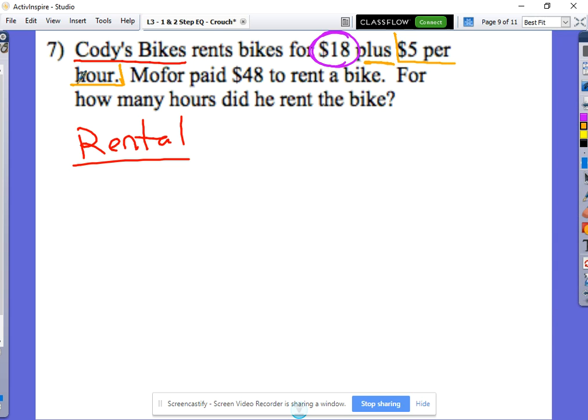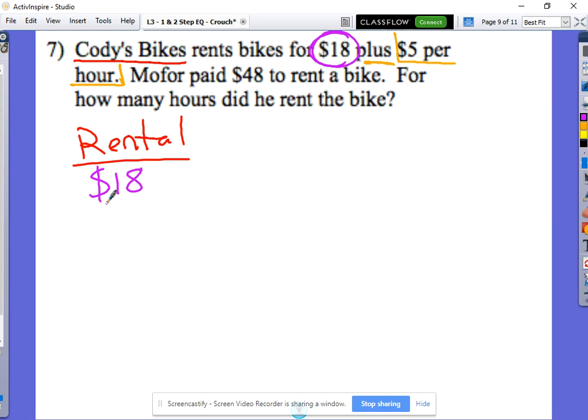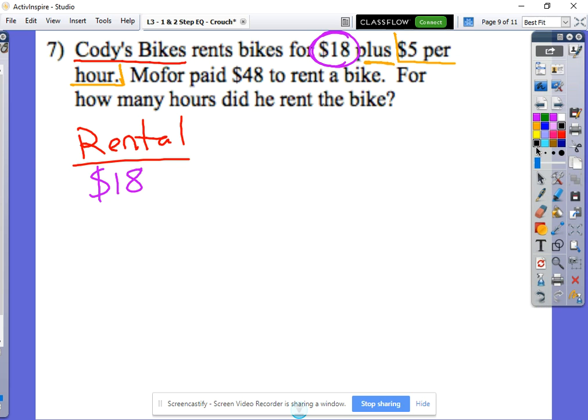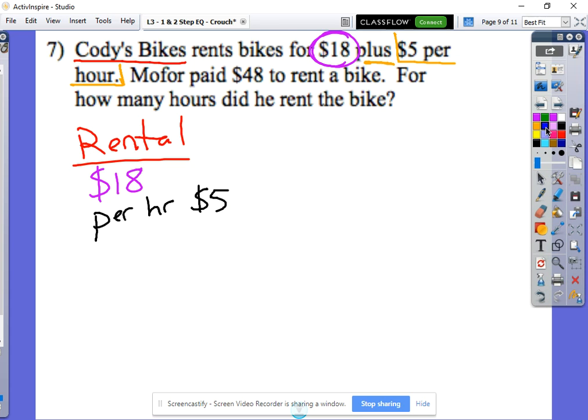Okay. So our two parts here are the fact that no matter how long we ride our bike, it's going to cost us $18, right? And then every hour, so per hour, we're going to have to pay an additional $5, right? So what we need to be able to do is create an equation out of that.